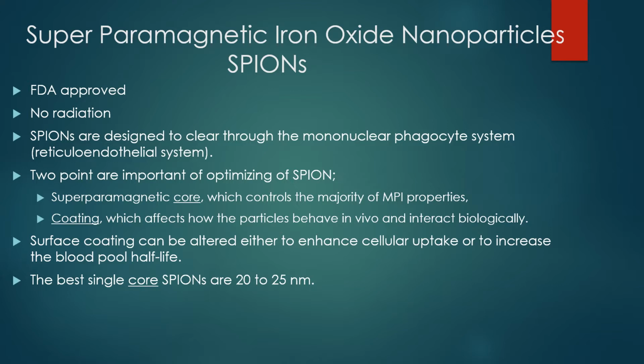And this nanoparticle has two important aspects for optimization. One of them is the core of the superparamagnetic particle, which controls the MPI properties, and the second one is the coating, which is the material that covers these nanoparticles, and which affects the behavior of particles in vivo and their biological interactions. And this surface coating can enhance cellular uptake or increase the blood pool half-life. And also the best single core of these nanoparticles is about 20 to 25 nanometers.